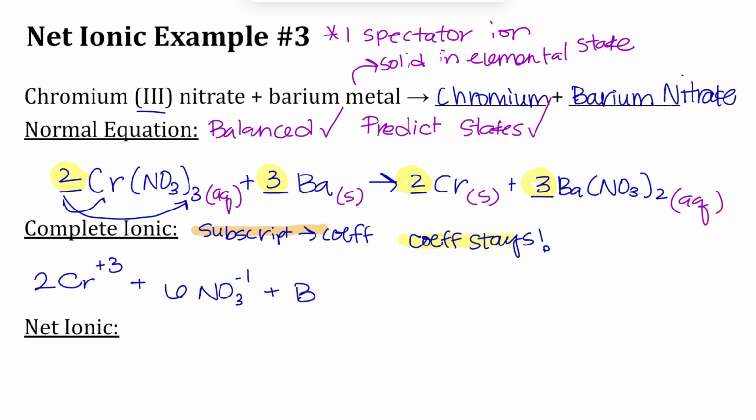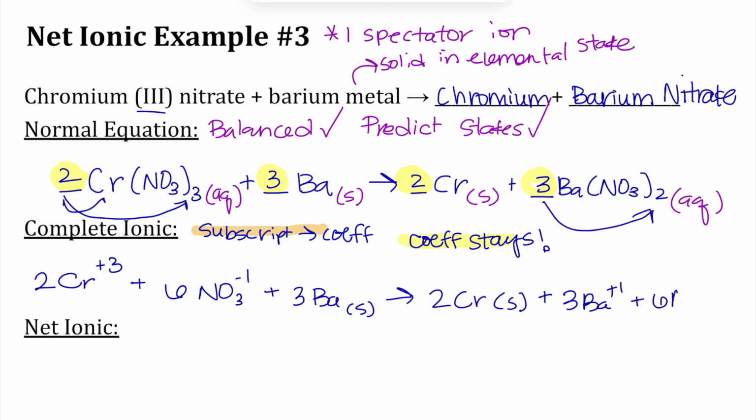Plus, our solids are going to stay, so we're going to have 3 barium solids, and we include the state of matter when we're writing those, so we know why we didn't break them up. Then we've got our 2 chromium solids plus 3 barium plus 2s plus 3 times 2, 6 NO3 minus 1s. Excuse me, barium is a plus 2. I don't know why I have a plus 1 there.